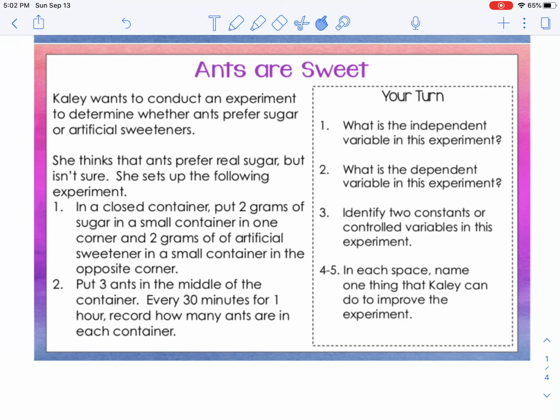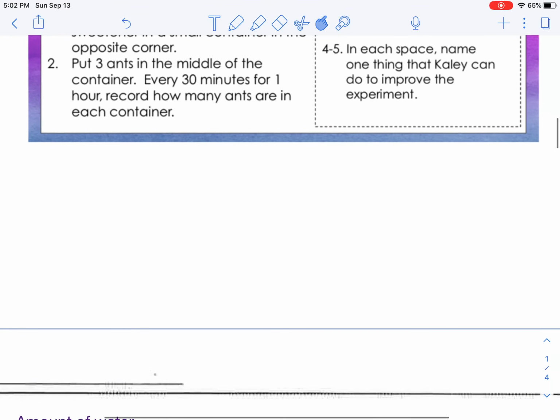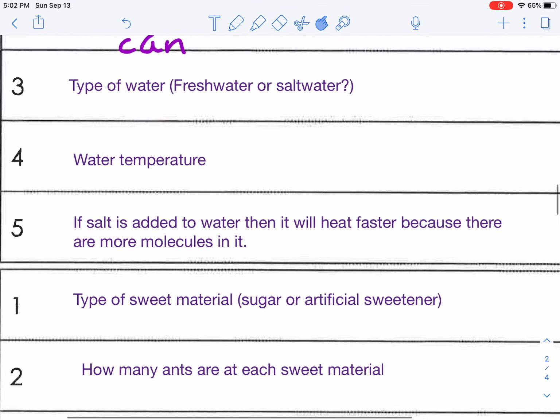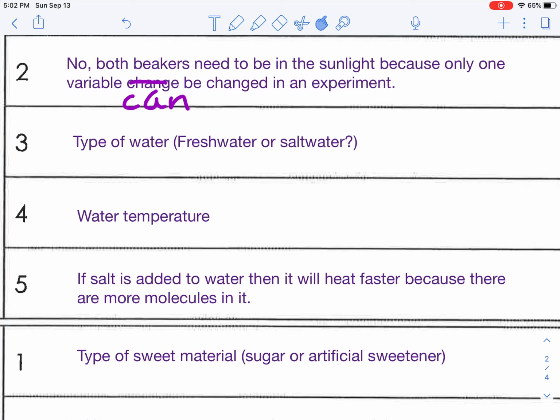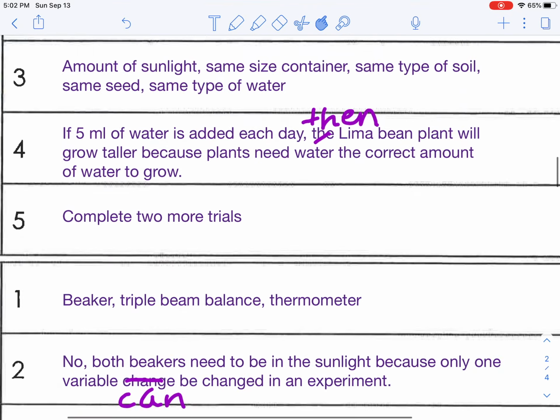Okay, so what is the independent variable? So what is it that we are purposely changing here? It's going to be the type of sweet material. So is it sugar or is it artificial sweetener? Those are our 2 choices here.